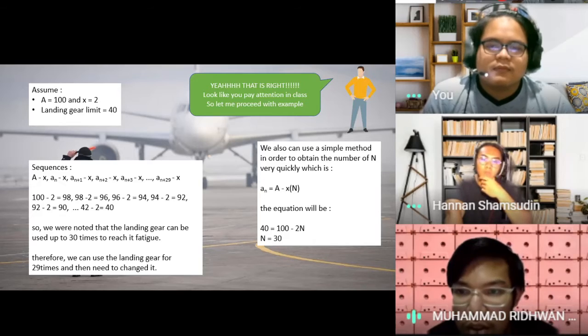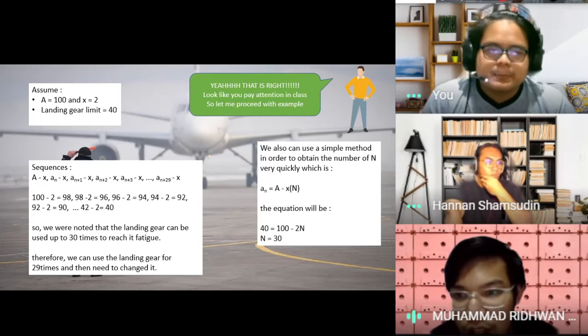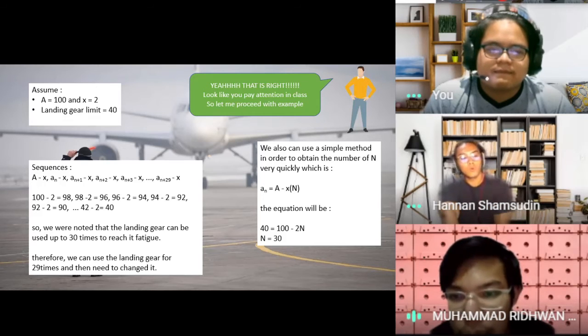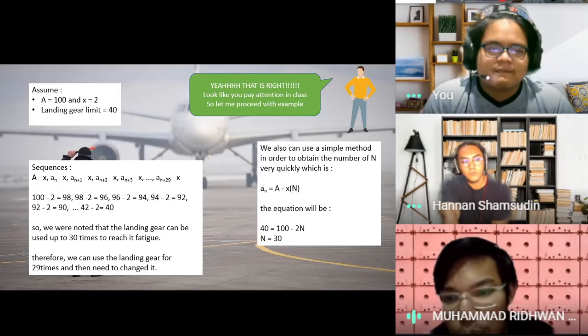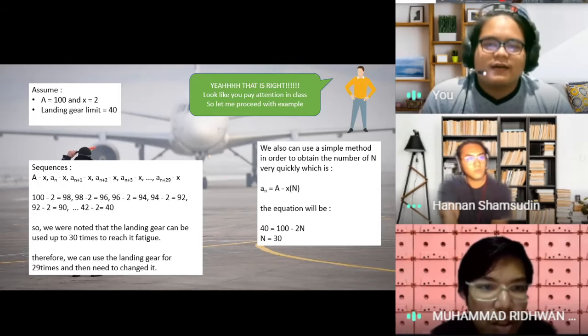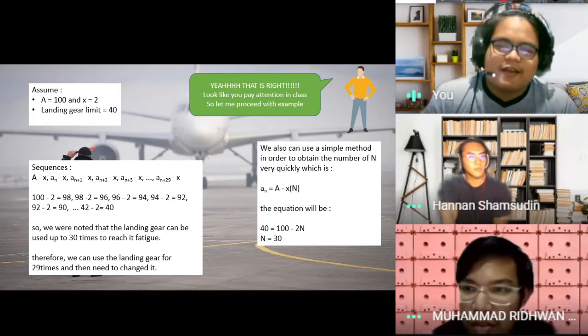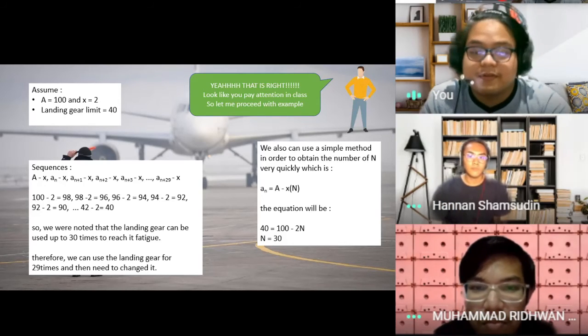So using the sequence is actually a long method. We found another simple method to obtain the n term very quickly, where we use the same equation but with the n term. So a_n is equal to a - x multiplied by n, which is the term. So the equation will be 40 equals 100 minus 2n. So we will get n is equal to 30 times. This is the example that Ridwan has shared with us.